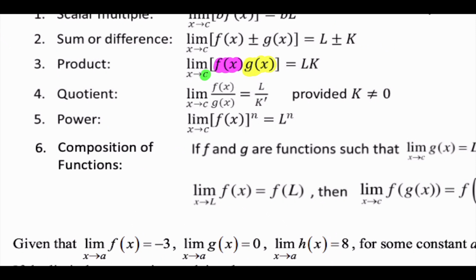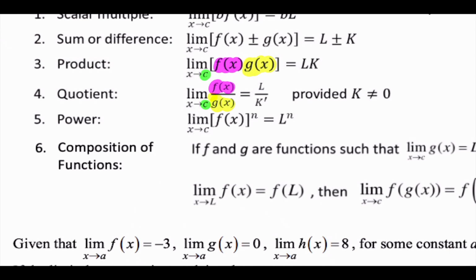Okay? Same thing with quotient. Quotient's the same exact thing. Okay? The only difference is the bottom. So you have f on top, g on bottom, approaching the same value. So the limit for the bottom can't be 0. You can use this as long as the limit at the bottom can't be 0.